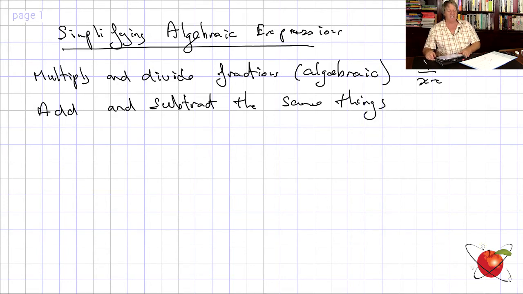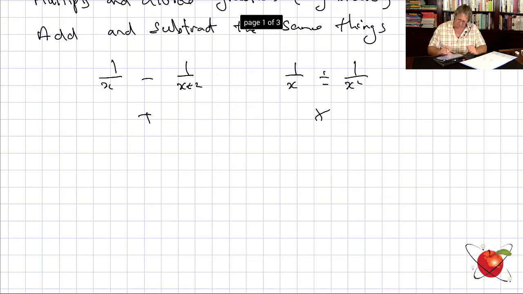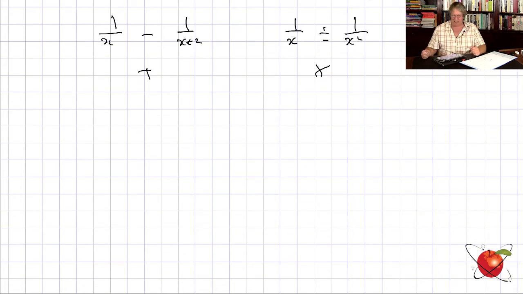So we're going to take algebraic expressions. We are going to take things like 1 over x minus 1 over x plus 2, and we're then going to say, how do we simplify that? We're also going to go 1 over x divided by 1 over x squared. We're going to do the multiplications and the additions of these. So first of all, let us just get one thing out of the way.